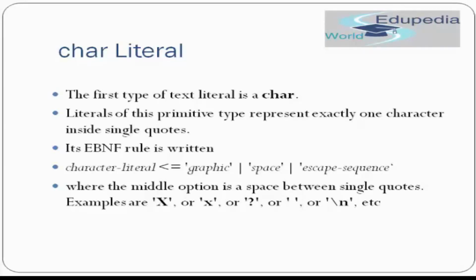Over here, the middle option is a space between single quotes. Examples are capital X in single quotes, or small x in single quotes, or a question mark, or simply a space in single quotes, or an escape sequence. Slash n is an escape sequence which is used for a new line. All these are char literals. A simple way to learn is that anything inside single quotes and having a single character is a char literal.